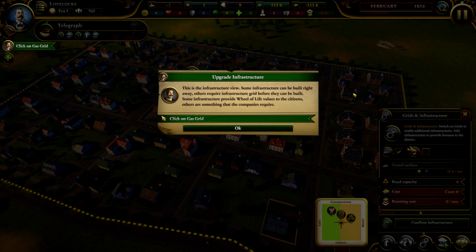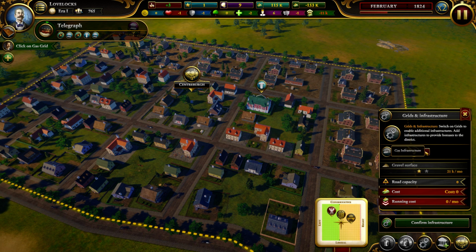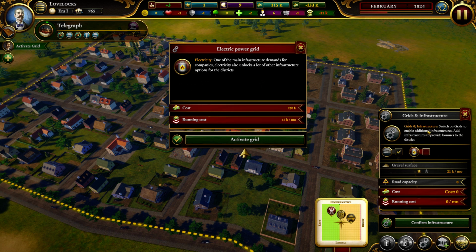This is the infrastructure view. Some infrastructure can be built right away. Others require infrastructure grid before they can be built. Some infrastructure provide wheel of life values to the citizens. Others are something that companies require. Gas infrastructure. Electricity. What are the main infrastructure demands for companies?